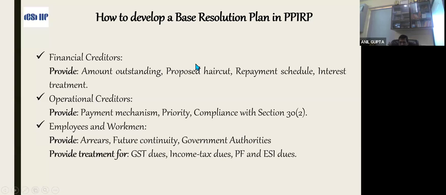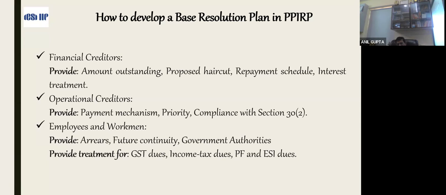Under financial creditor, provide the amount, proposed haircut, repayment schedule, and interest rate treatment, whether it is monthly compound or quarterly compound. Operational creditor: provide the amount, payment mechanism, how you are going to pay the operational creditor, and priority, and compliance with section 32. That is the minimum liquidation value we have to pay to the operational creditor.